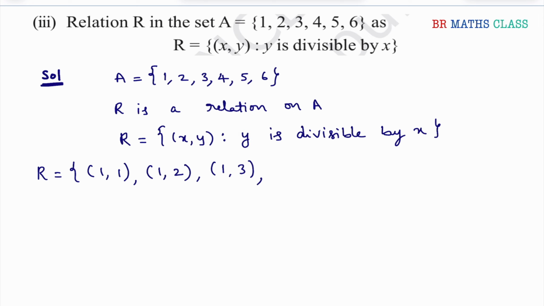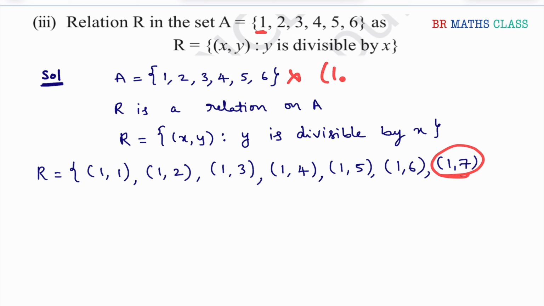Similarly, in A cross A, the next element is (1, 4). 4 is divisible by 1. Similarly, (1, 5), (1, 6), (1, 7). Can we write (1, 7)? No, you cannot write (1, 7), because in A cross A, related to 1, you'll write like this: 1, 2, 3, 4, 5, 6. The last element is (1, 6) only.